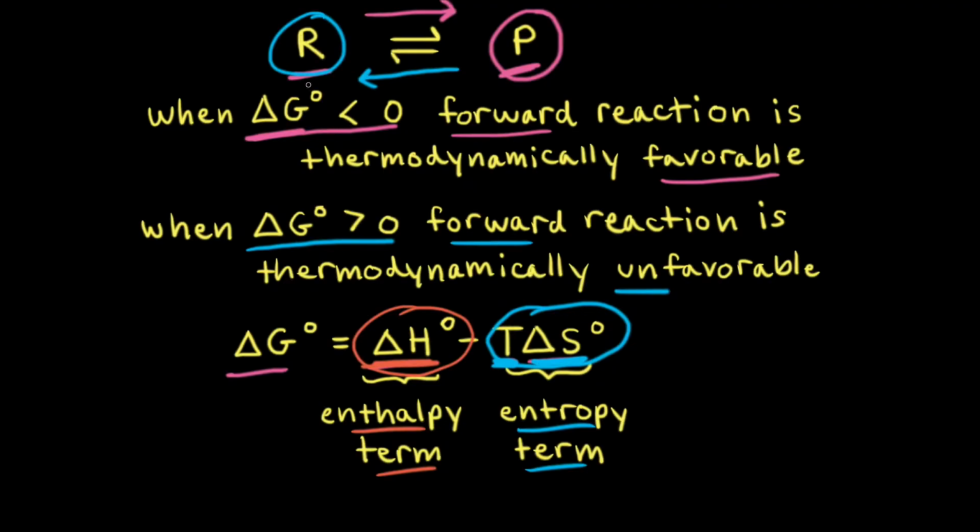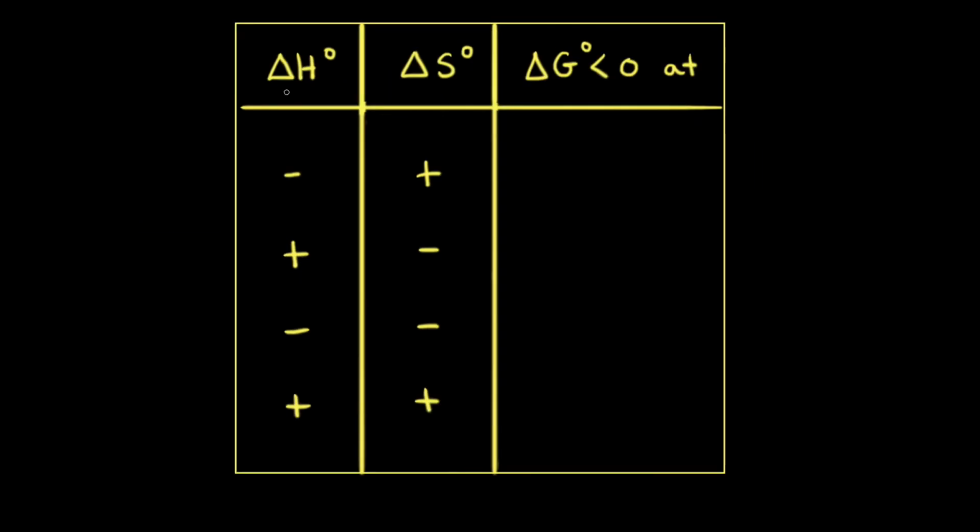So when we're trying to figure out if delta G naught is negative or positive, we need to consider the sign for delta H naught, the sign for delta S naught, and sometimes we also need to consider what the temperature is. There are 4 possible combinations of signs for delta H naught and delta S naught, as we can see in this table. For each of these 4 combinations, we're going to think about the temperatures at which delta G naught is less than 0, and we're going to finish filling out this table.